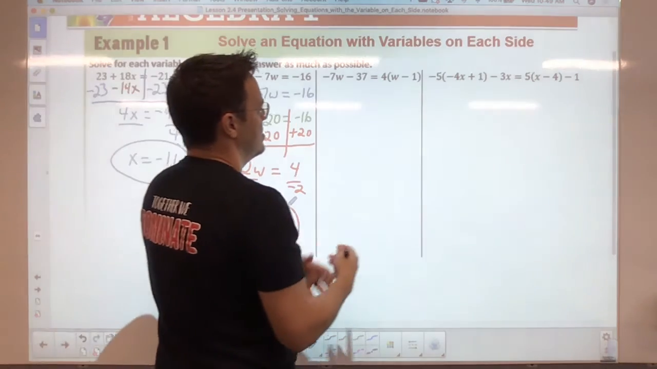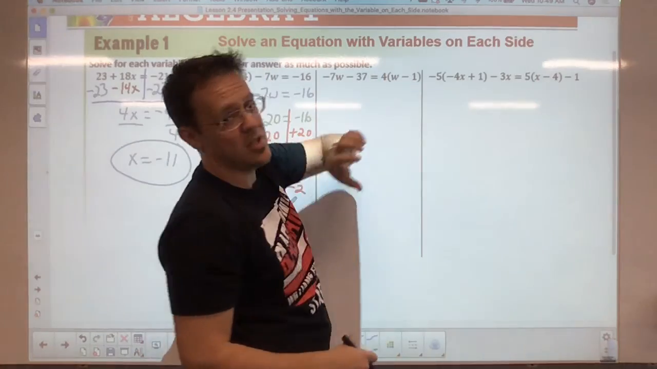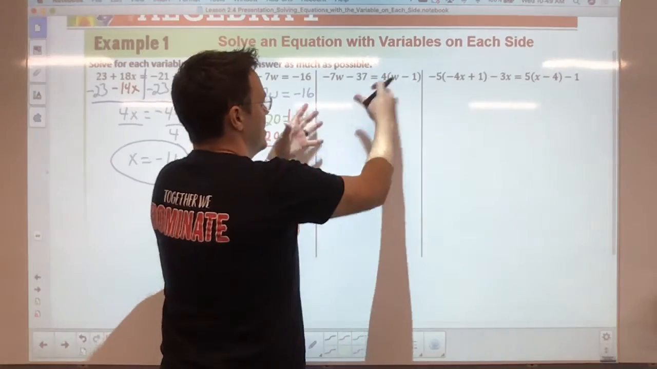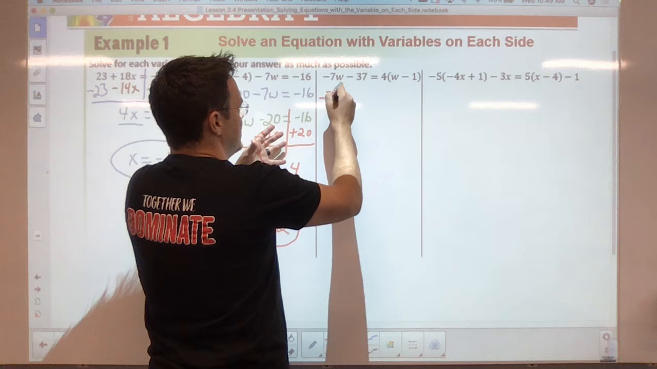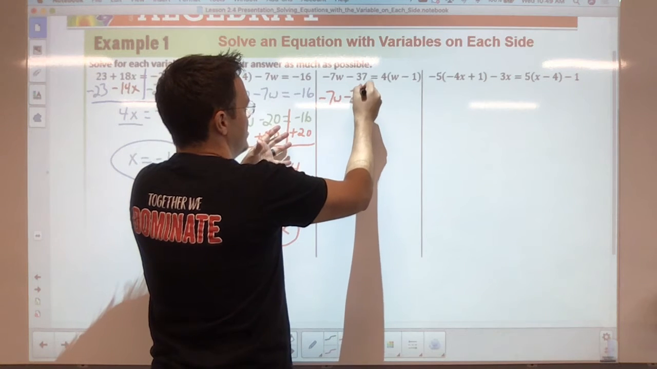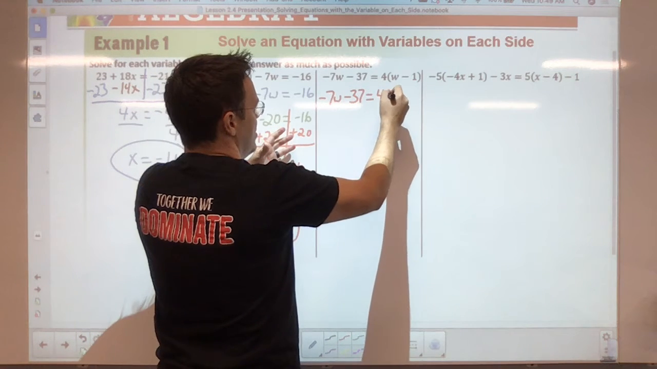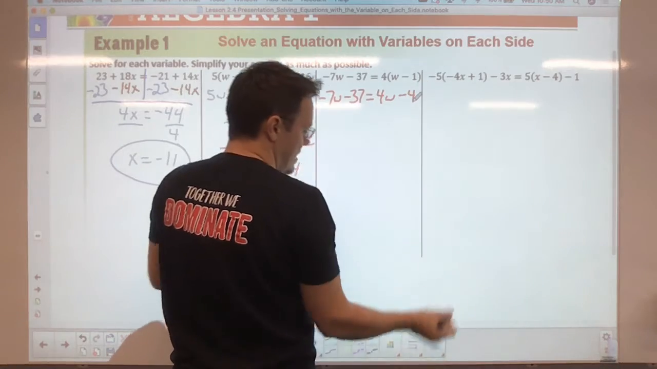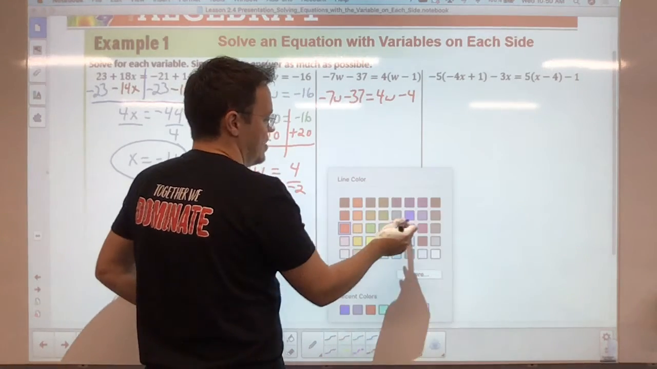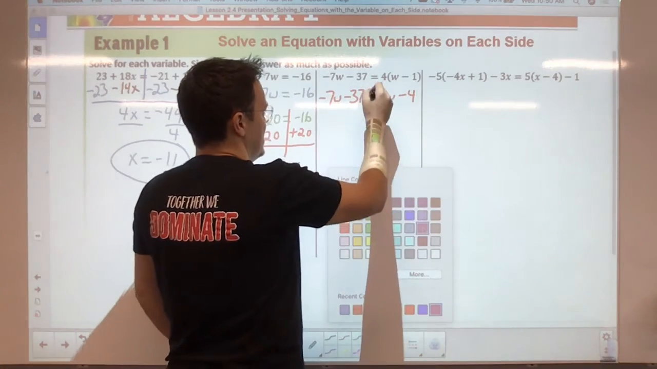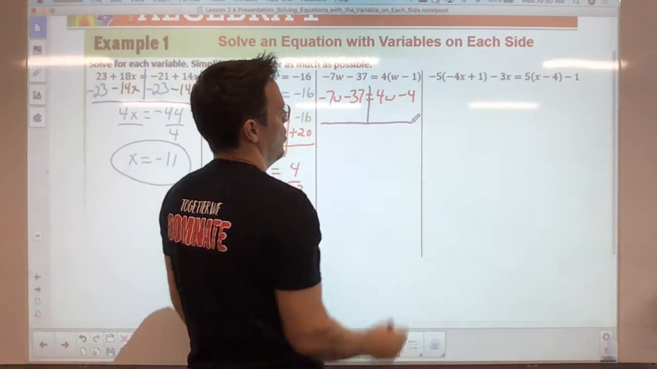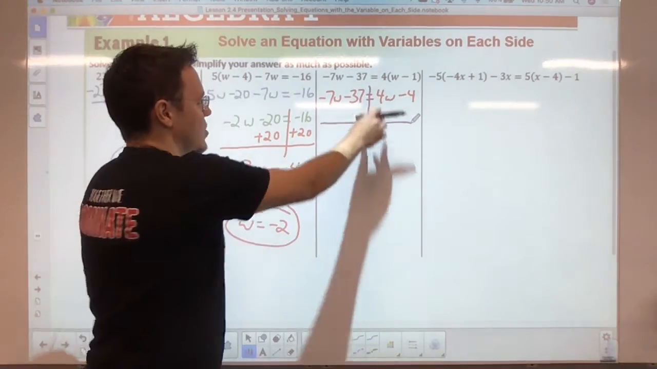All right, the other one over here, same thing. First, we're going to do the distribution to get rid of the brackets. So we have negative 7w minus 37 equals 4w minus 4. Now we're going to move the variables and the constants, or the integers. So move the numbers first.